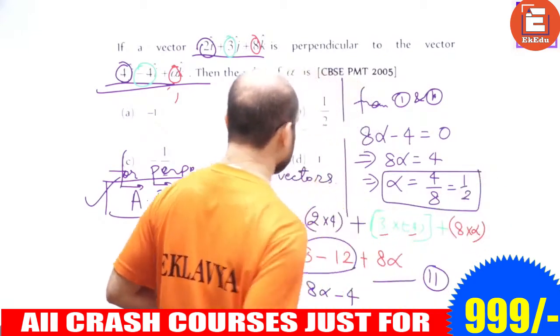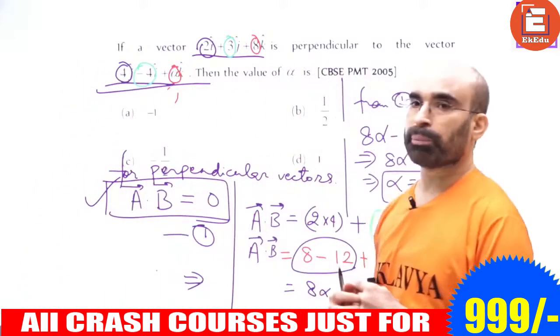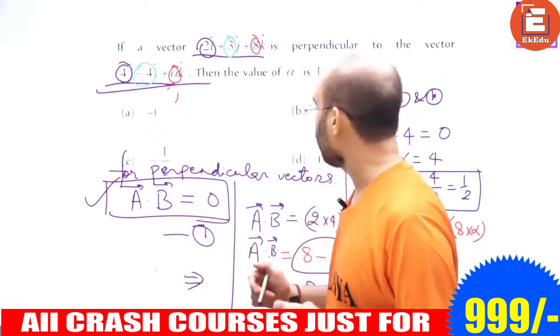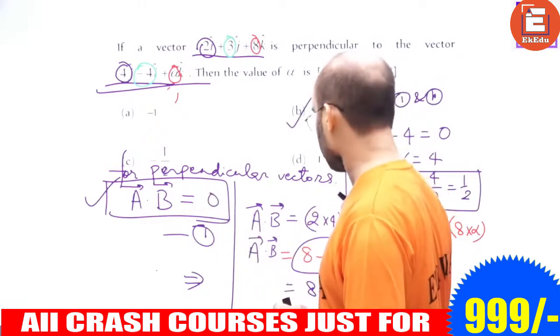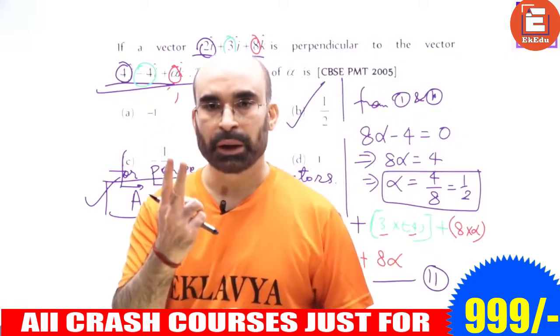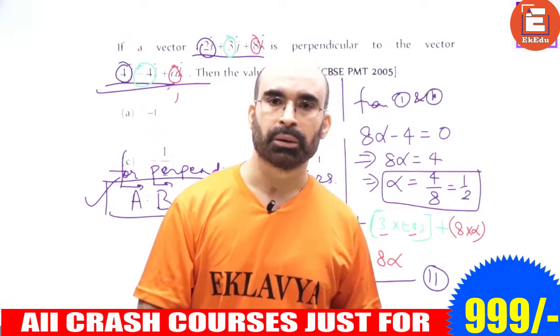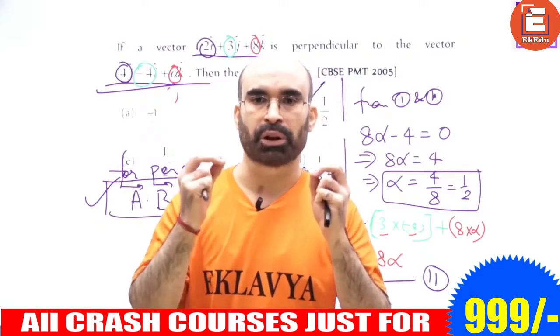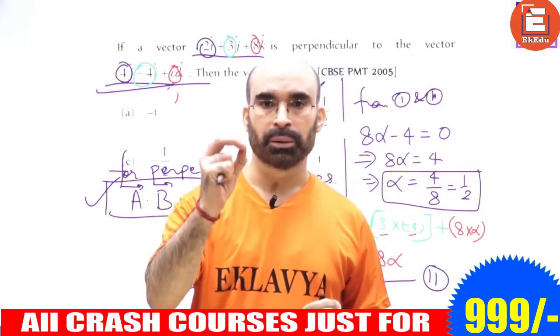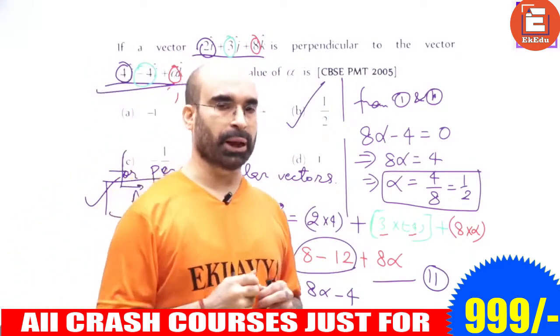Right? Answer is half. Out of this, which one is half? Plus half or minus half? It is plus half. So answer is this. Understood? Dot product of two perpendicular vectors would be, yes, 0. Okay.